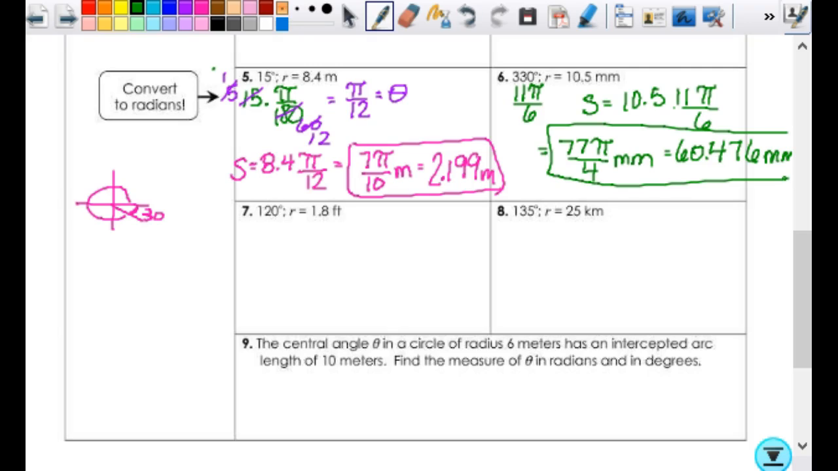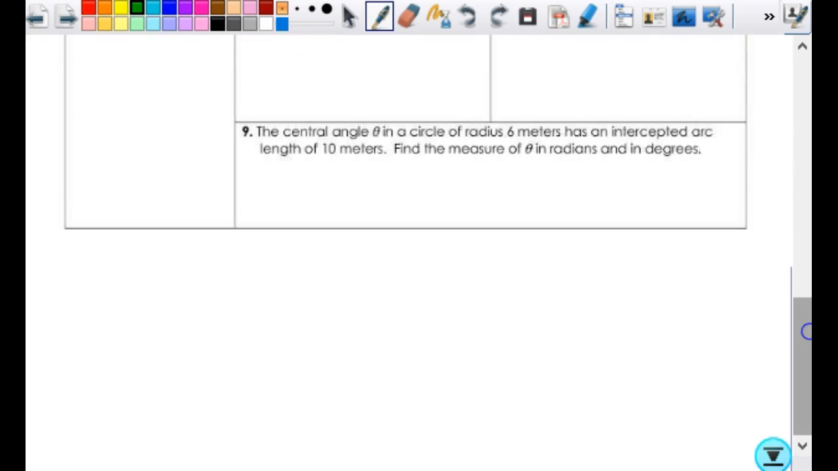Okay. All right. So let's look at number 9. The central angle theta in a circle of radius 6 meters has an intercepted arc of 10 meters. Find the measure of theta in radians and in degrees. So here we're looking for the angle. What you should always do, and I know not everybody, because especially if you're graduating, you're not going to make it to AP Calculus next year, but we still talk about the AP test, and that's what we're getting you towards. You don't know what they're giving you the points for. Sometimes you get a point for writing the formula down because you have a concept of what's going on. So especially when you're having to work backwards, write the formula down.